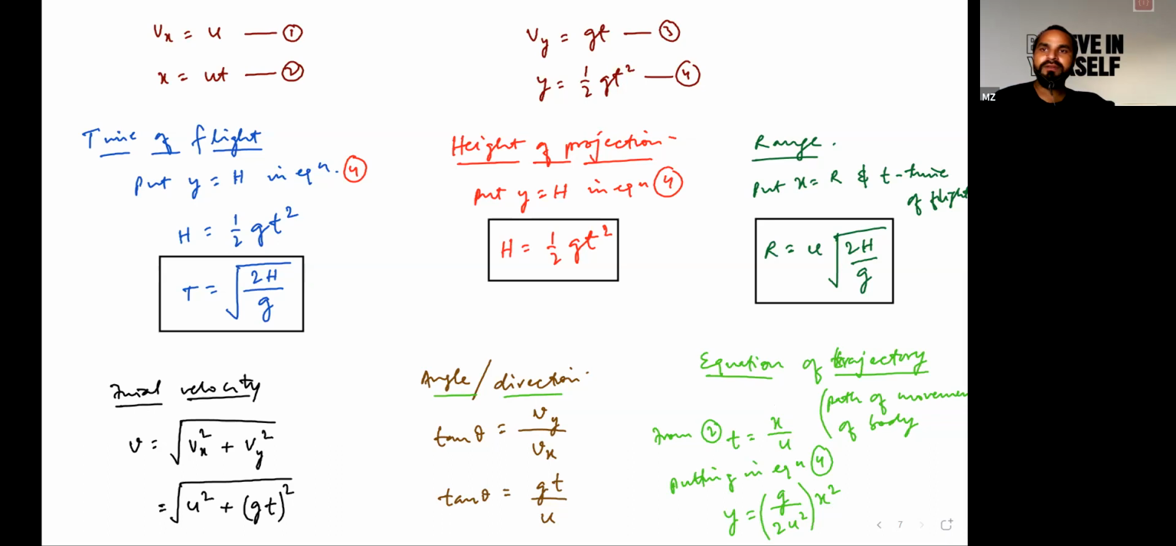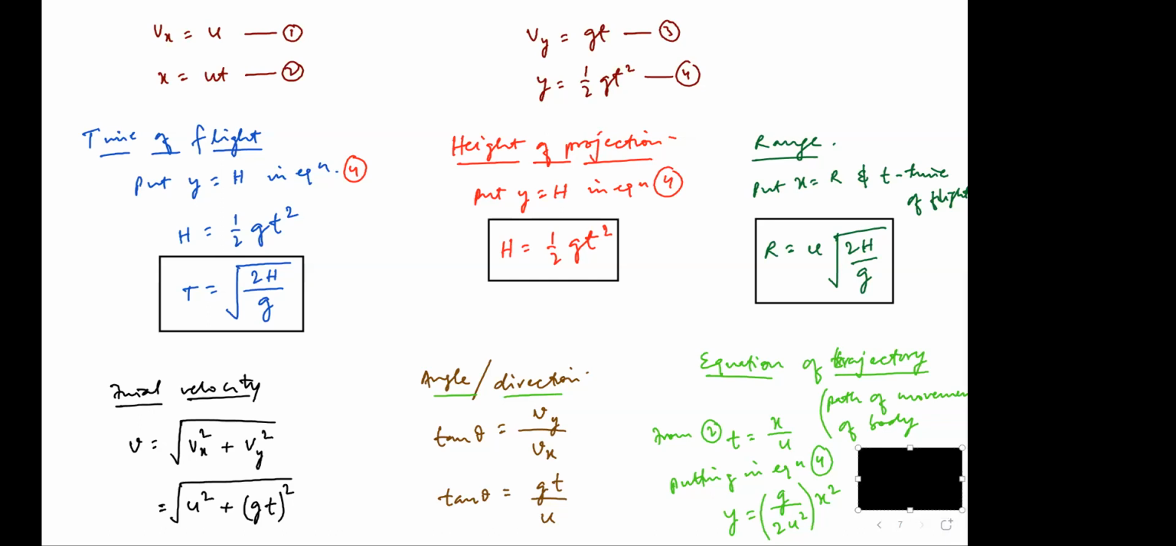Just remember, I have defined it in the graph. If a function y is related with x squared, it will be treated as parabolic. It means the curve of this particular projectile motion would be parabolic. Is it clear? Yes, sir.